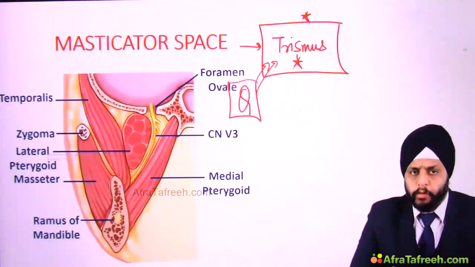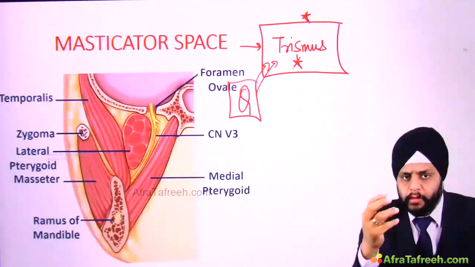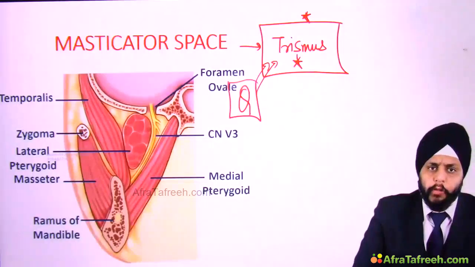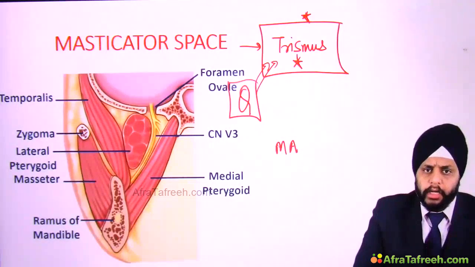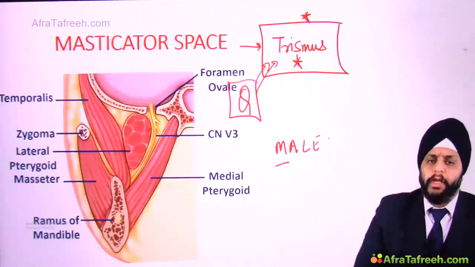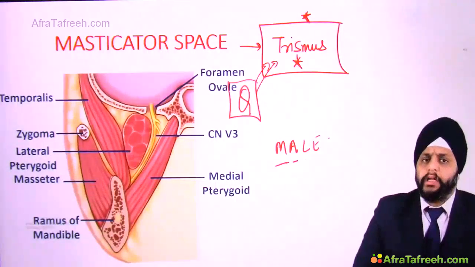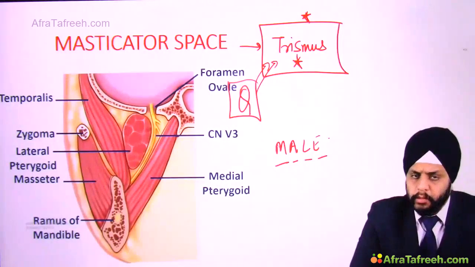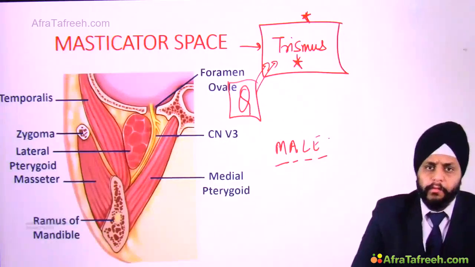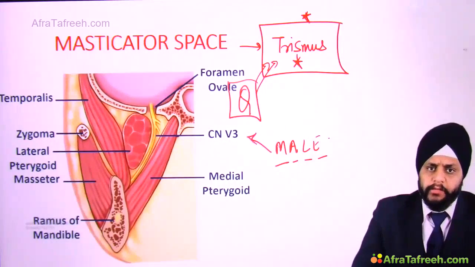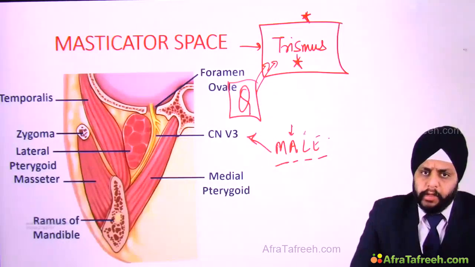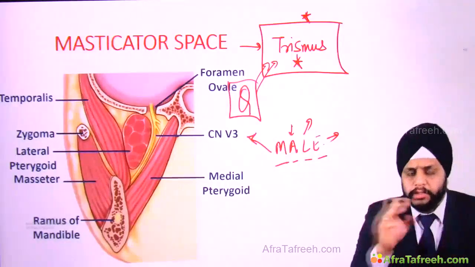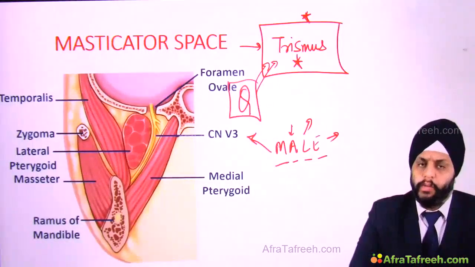Next, let's look over here. We have the foramen ovale. Remember, from the foramen ovale comes out the mandibular nerve. I hope you remember the mnemonic; we studied that in the nose also. Mandibular nerve, accessory meningeal artery, lesser petrosal nerve and emissary vein: mandibular nerve V3, accessory meningeal artery, lesser petrosal nerve and emissary vein. MALE is the mnemonic for structures passing through the foramen ovale.